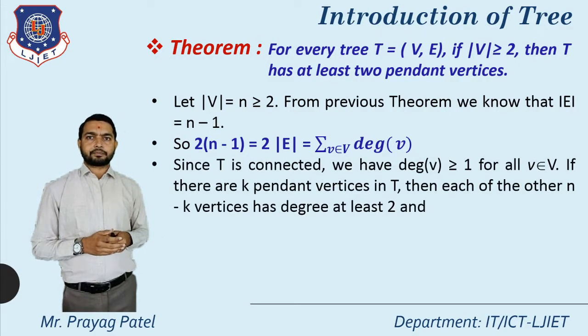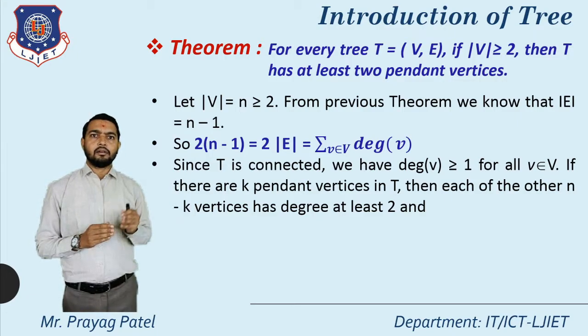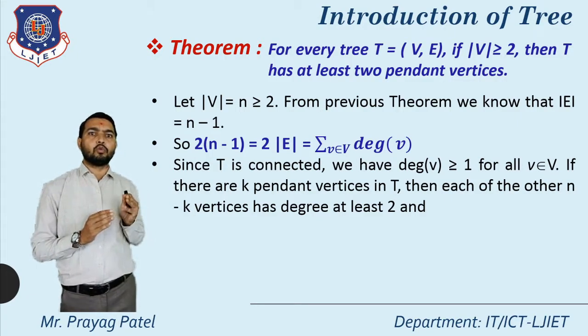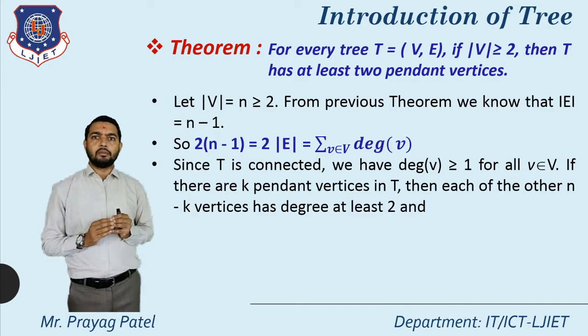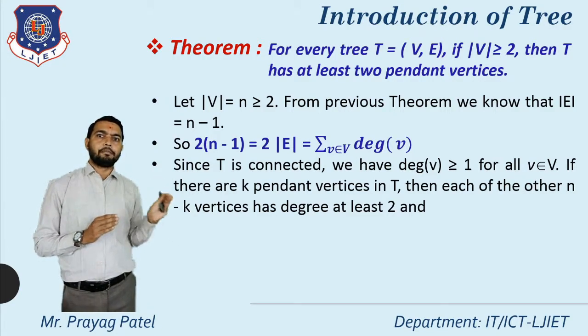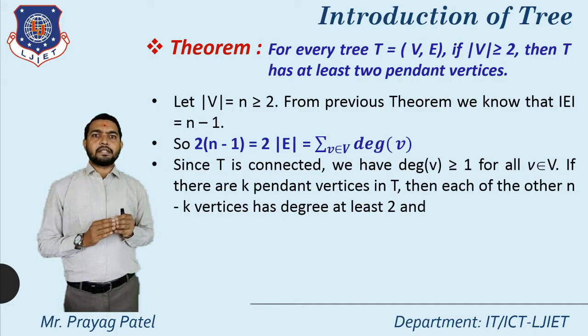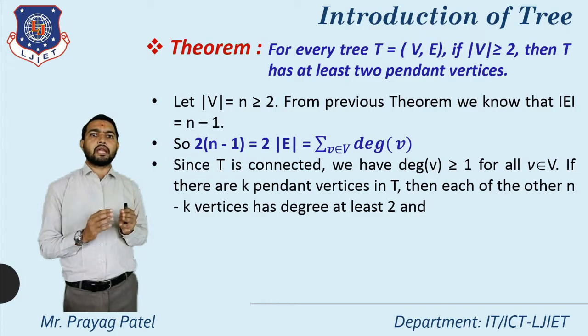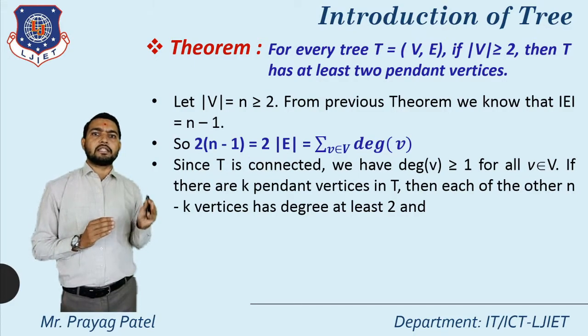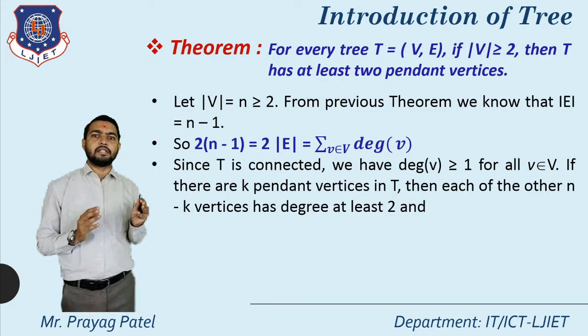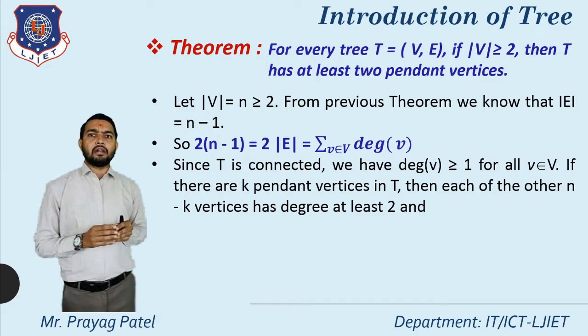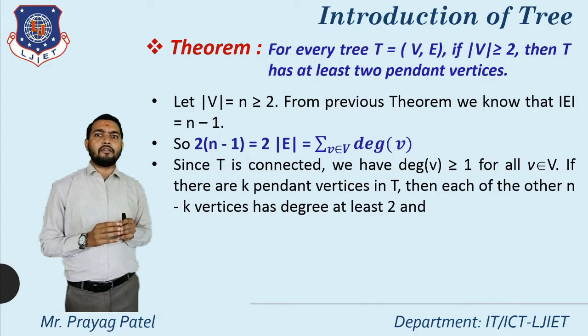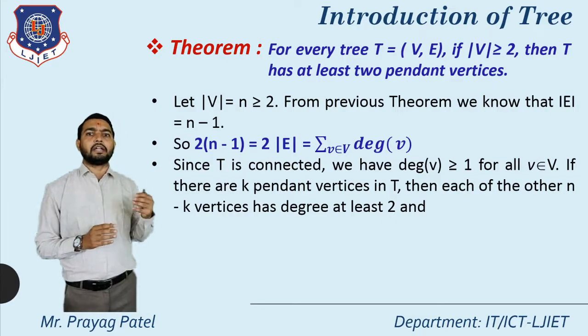Now after that, since T is connected, we have degree of v greater or equal to 1 for all v belongs to V, because this is a tree. If there are k pendant vertices in the tree, the degree of a pendant vertex equal to 1. Then each of the other n minus k vertices has degree at least 2. So without the pendant vertices, all remaining vertices have degree equal to 2 or greater than 2.